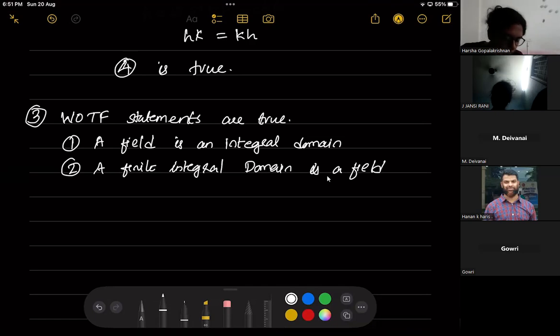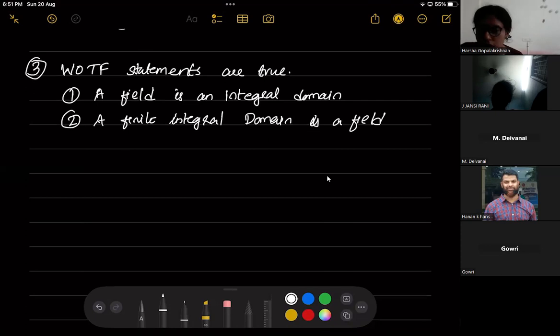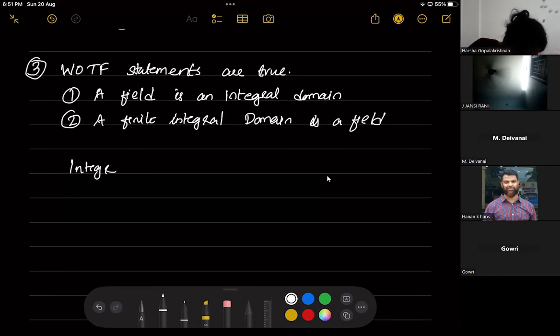Any guess which one is true, or is anything false? Maybe the first one you will get very easily. If you know the definition of integral domain and field, you can directly say whether it is true or false. So let me write the definition of both the integral domain and the field. Can anyone say what is the definition of an integral domain?